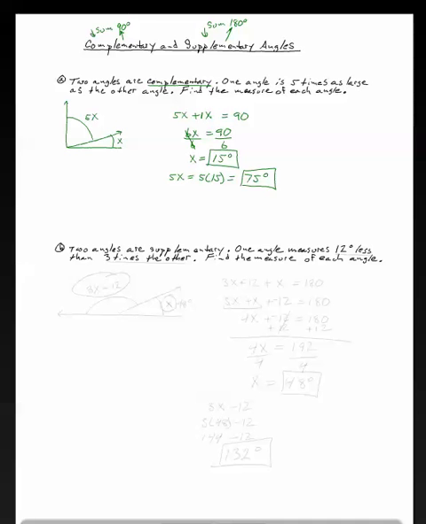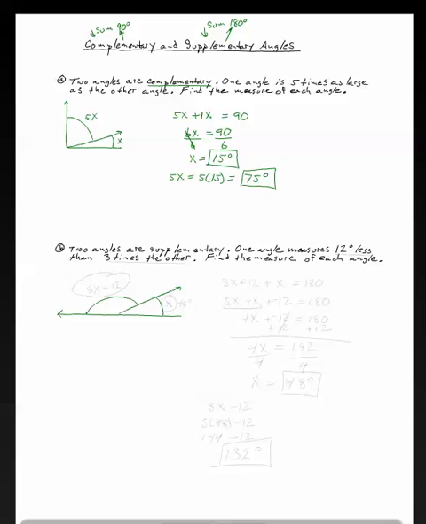In example B, it says two angles are supplementary. One angle measures 12 less than 3 times the other. Find the measure of each angle. So supplementary means that they form a 180 degree angle, which looks like a straight line. So we've got one angle here, and then another angle, a larger angle, here.